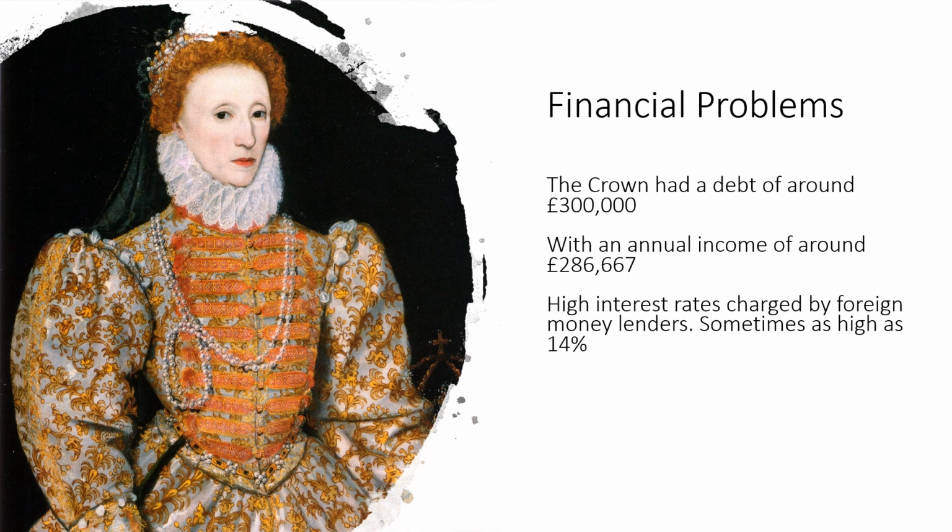So one problem she had, and it was a rather big problem, is that there's a huge debt. The Crown had a debt of around £300,000, and with an income annually of only just under that amount, about 286,000. Obviously, the math didn't stack up. Obviously, there were high interest rates on these as well. Loans were taken out, mainly from foreign lenders, and sometimes the interest rates on these loans could be as high as 14%, which, if you consider the amount of money borrowed, is an incredible amount of money, and was a difficult amount for Elizabeth to pay off.